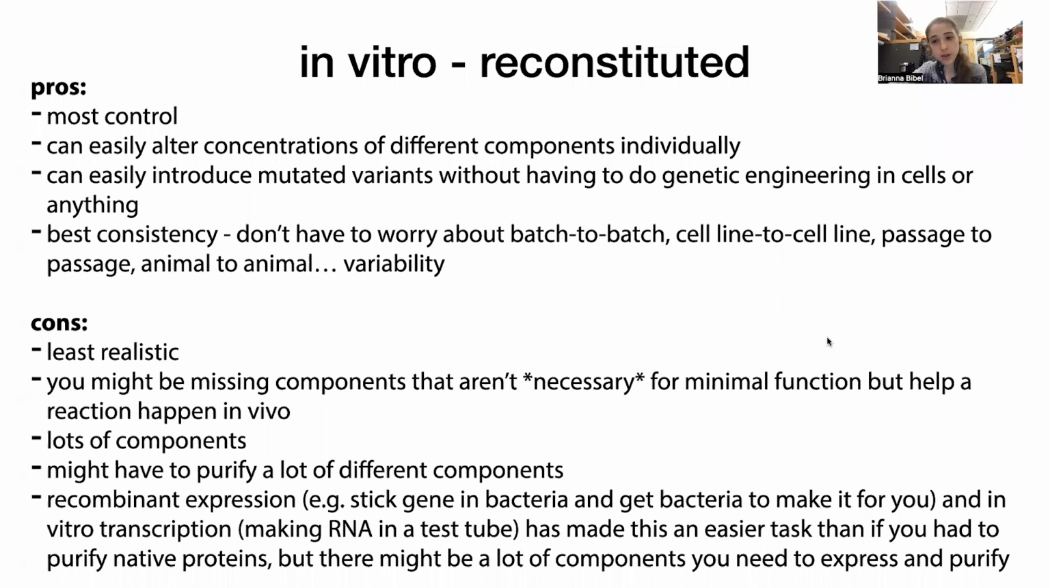Because you have that control, you can have the best consistency. You don't have to worry about batch to batch variability with your lysate, cell line to cell line variability, or passage to passage variability when you're passaging cells. You grow them, you split them so they have more media because they're growing, and that's called passaging them. And then you can introduce more variability because you have the chance for mutations to occur and that sort of thing. But when you're doing this in vitro reconstitution, you don't have to worry about these sorts of things. But there are things that you need to worry about.